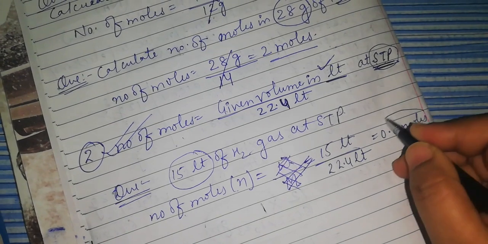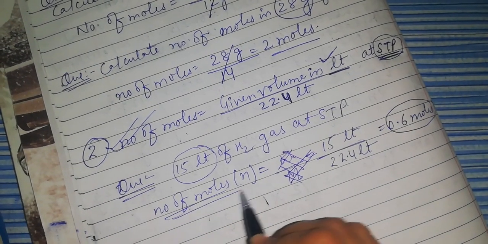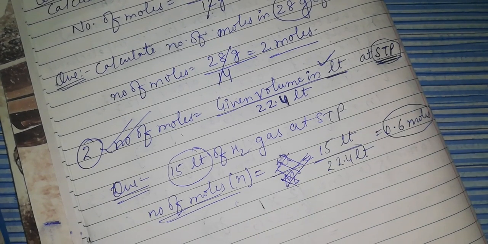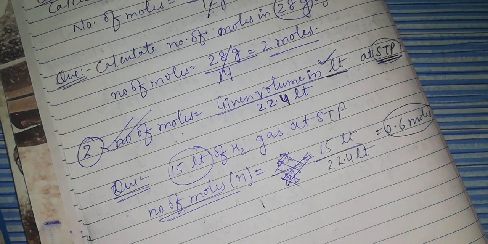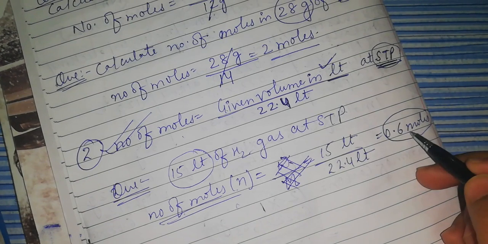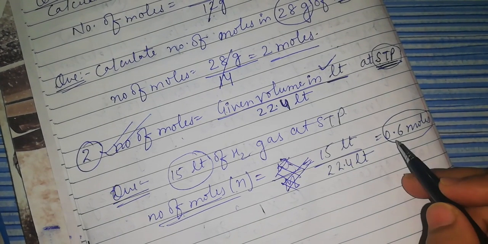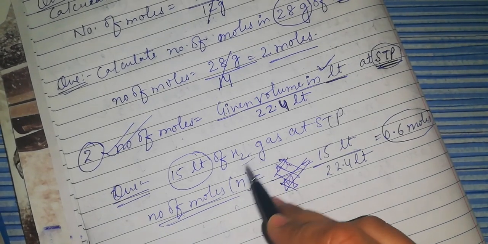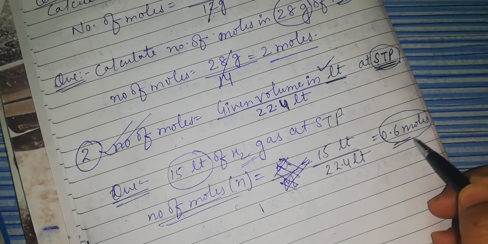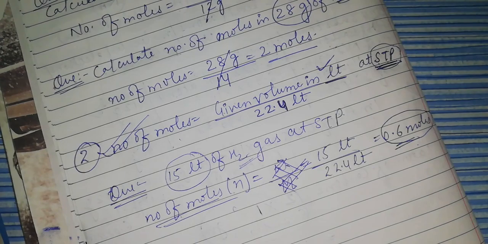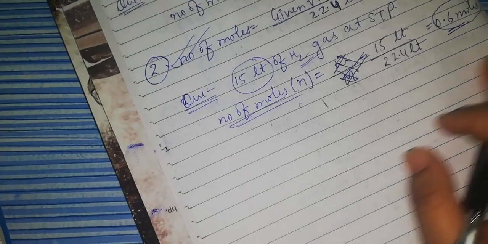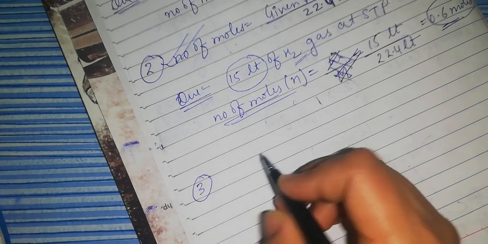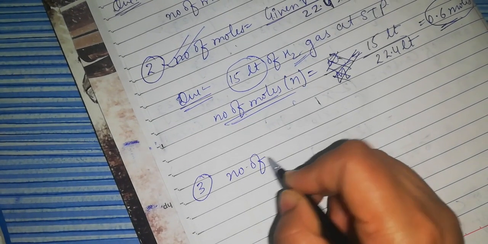The unit you will put is moles, because you are going to calculate moles. Students often make a mistake here and write liter. Or you can write 0.6 liter per mole, or simply 0.6 moles. It means 15 liter of hydrogen gas contains 0.6 moles.